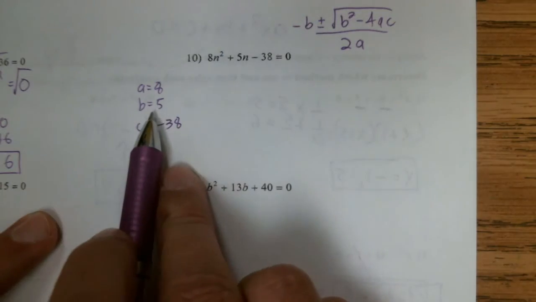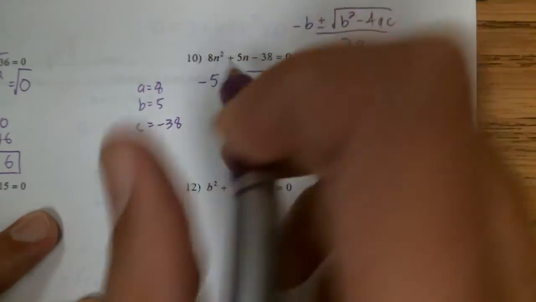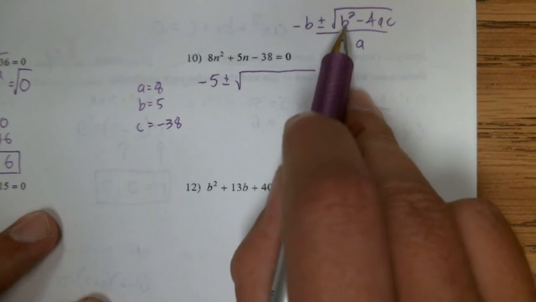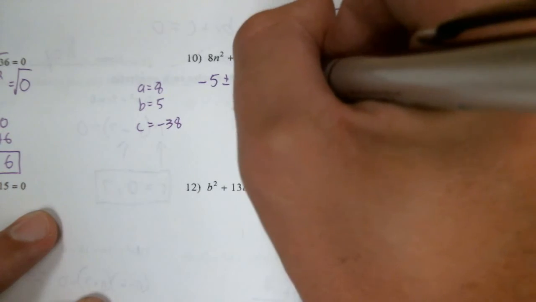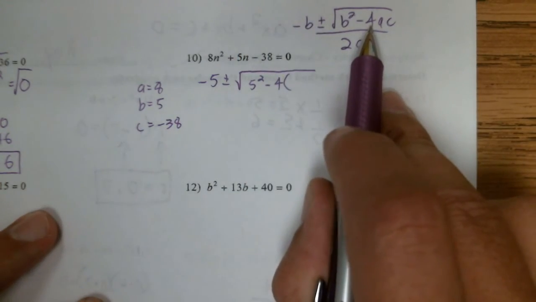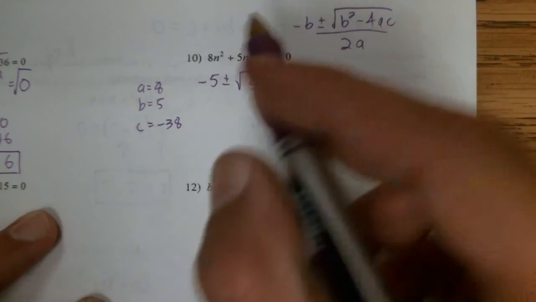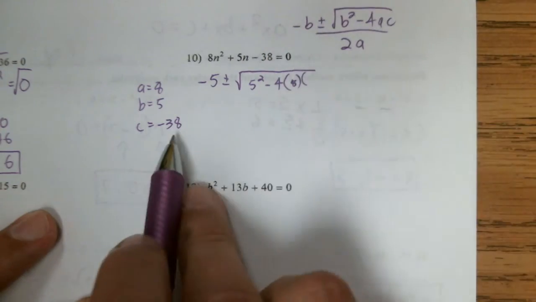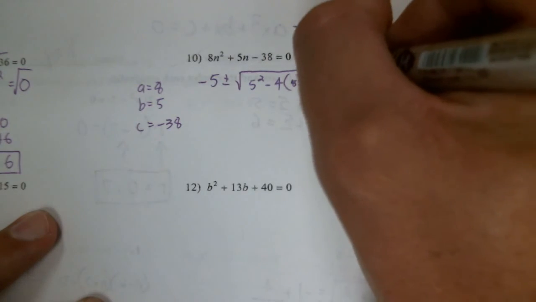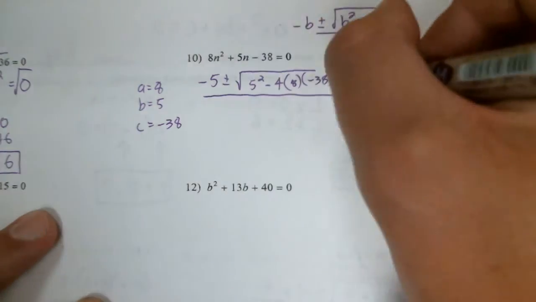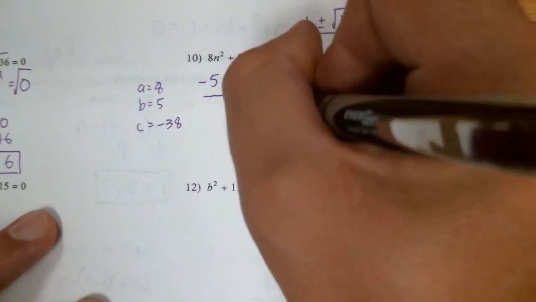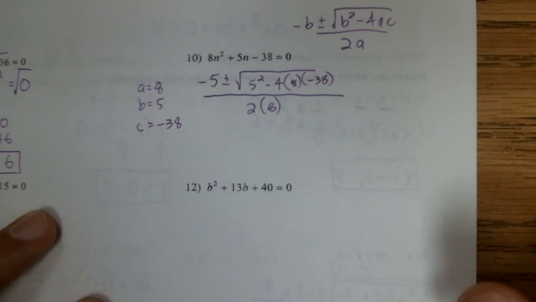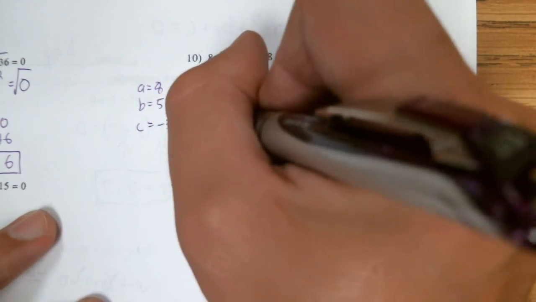All right, so I've got negative b, my b is 5, so I've got negative 5 plus or minus the square root of b squared, so the 5 is b, so it's 5 squared, minus 4, it's always going to be a minus 4, times a, which is 8, times c, which is negative 38. Okay, all of that, the entire thing is all over 2 times a, or 2 times 8. Okay, so now let's continue simplifying. So I've got negative 5 plus or minus.